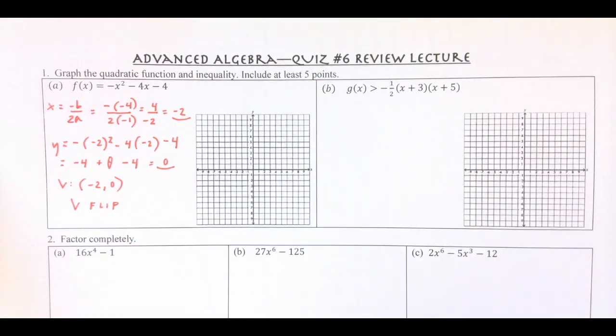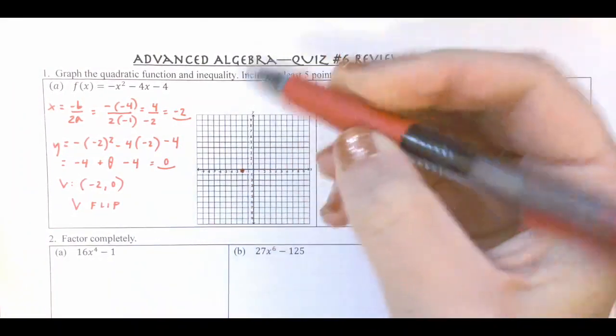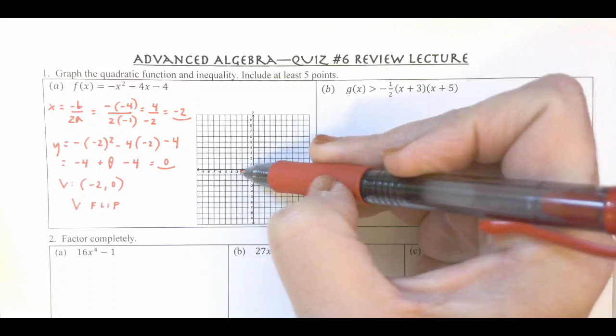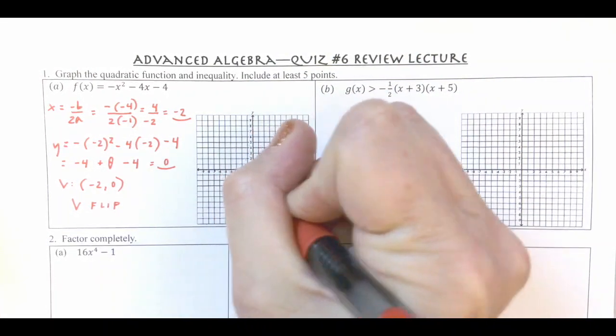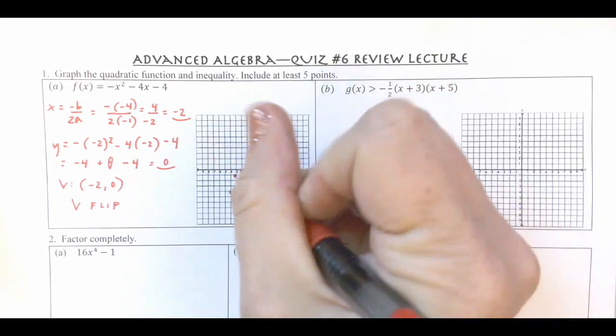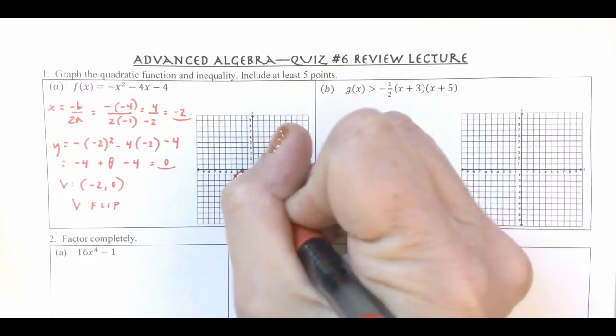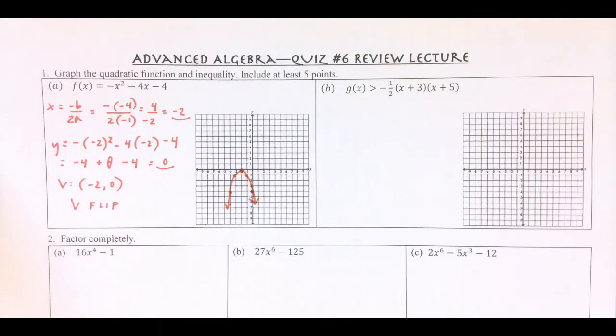So I plot my point, my vertex at negative 2, 0 right there. Right, it's going to bounce off that x-axis, and then over 1, down 1, over 2 and down 4 because of that vertical flip. There are my 5 points. There is my quadratic function.